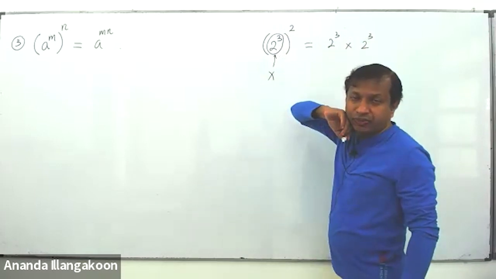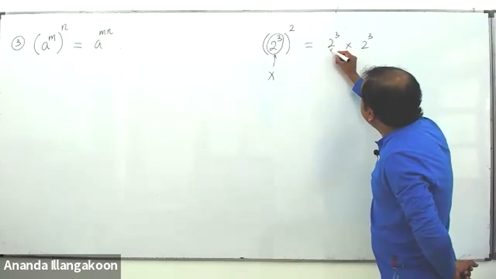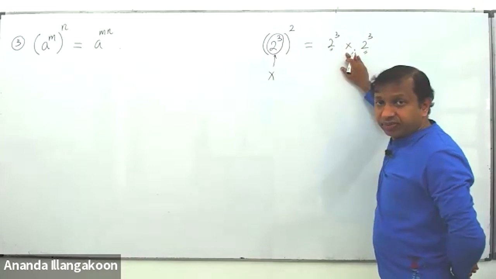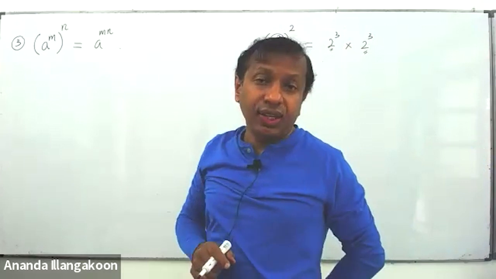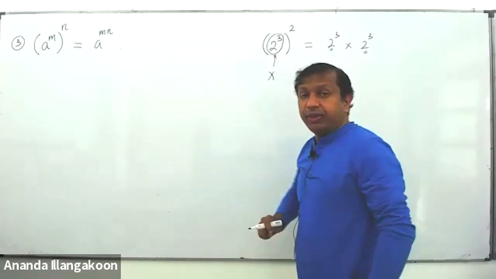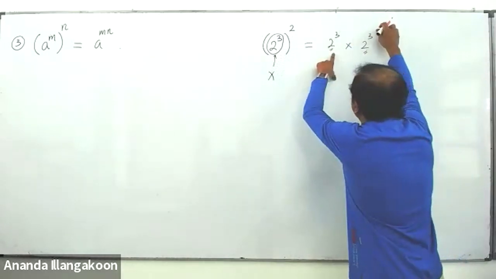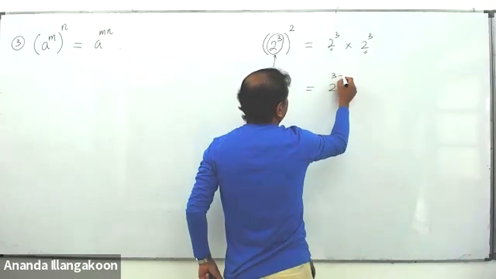Understood? Right. Now, people, here the base 2, they are multiplied. Then we can apply the first index law to take this answer. What's that, people? What's that? That is, when the bases are equal, the powers we can add. Then here 2 to the power 3 plus 3.